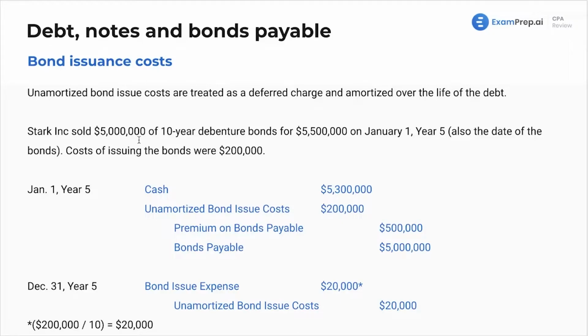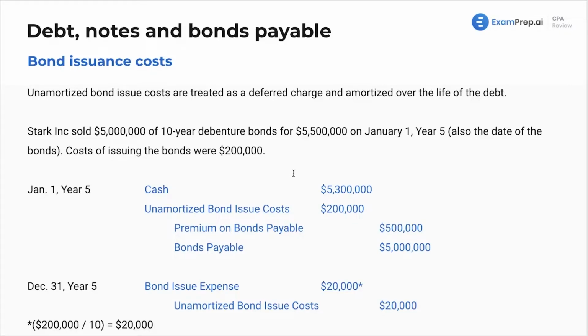Stark Inc. sold $5 million of 10-year debenture bonds for $5.5 million on January 1st, year 5, which is also the date of the bonds. So not dealing with any funky, different dates here. Cost of issuing the bonds were $200,000. Well, on that January 1st, year 5, how are we going to account for those bond issue costs?